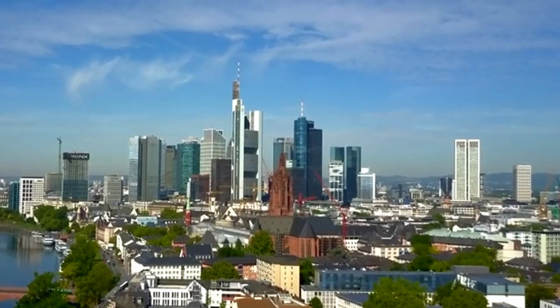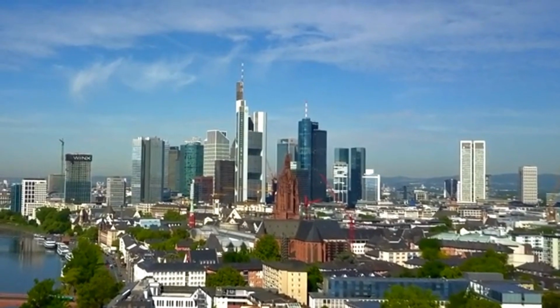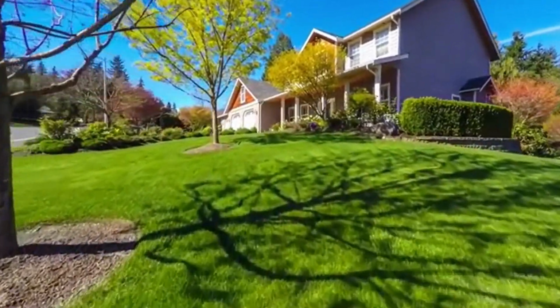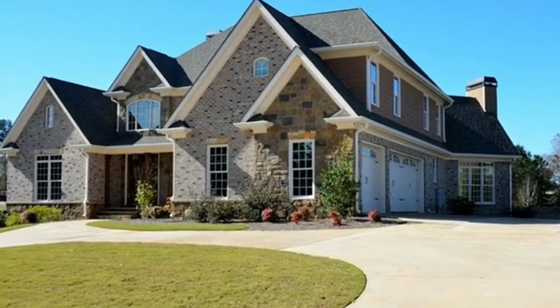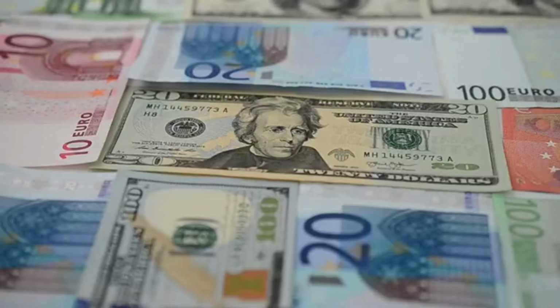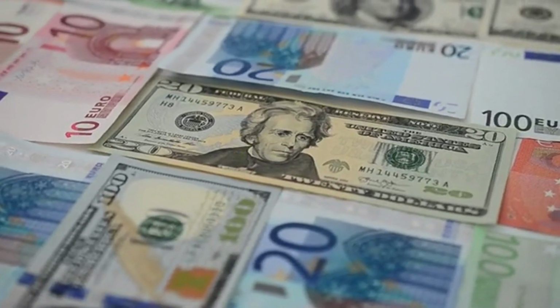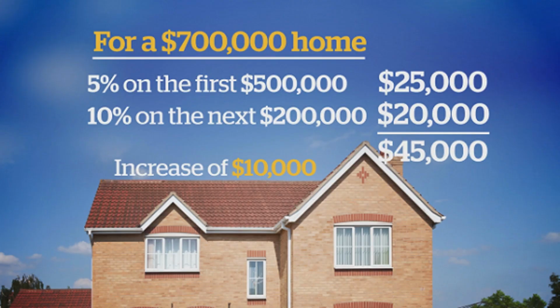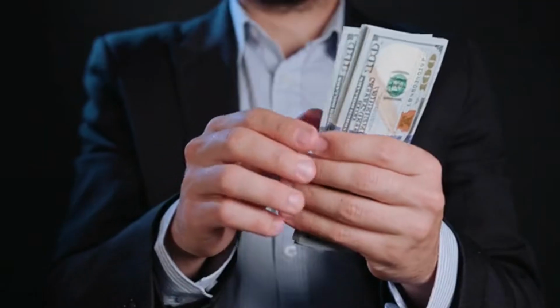Down payment. In Canada, the minimum down payment on a home depends on the purchase price. If the house is below $500,000, the minimum down payment will be 5%. If the price is from $500,000 to $999,999, the down payment is 5% on the first $500,000 and 10% on the remaining amount.